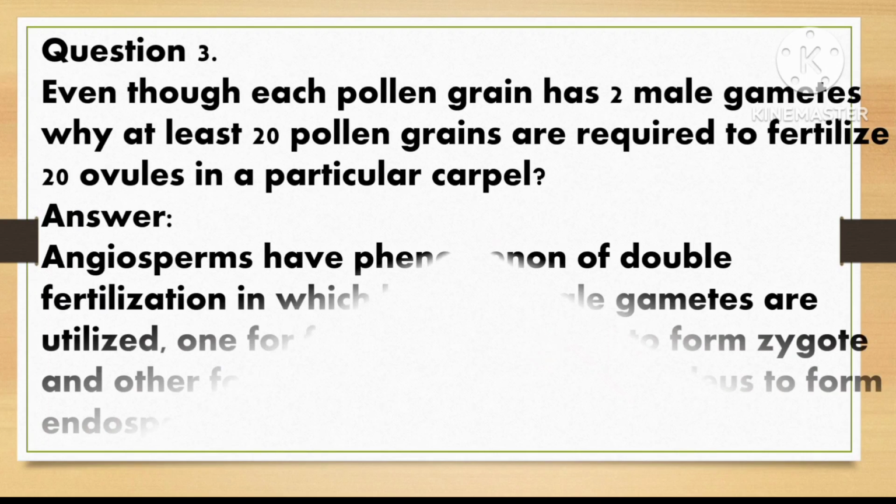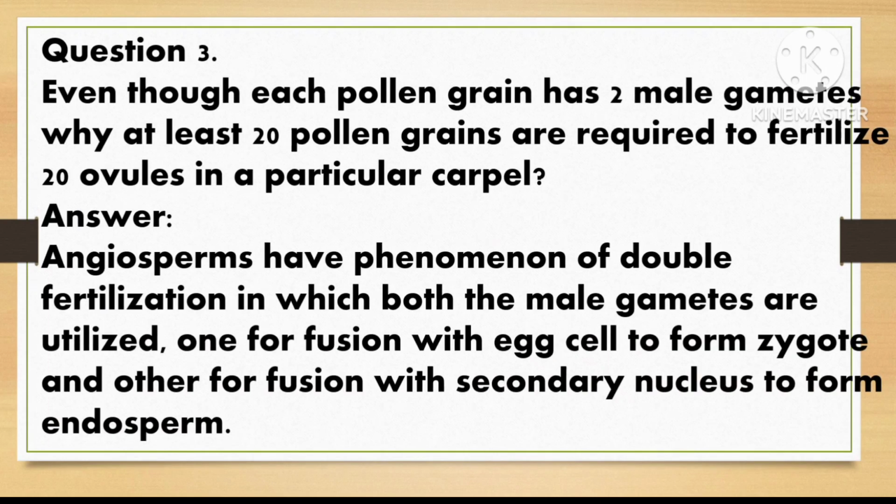Question number 3, even though each pollen grain has 2 male gametes, why at least 20 pollen grains are required to fertilize 20 ovules in a particular carpel? Answer is, angiosperms have the phenomenon of double fertilization in which both the male gametes are utilized, one for fusion with egg cell to form zygote and other for fusion with secondary nucleus to form endosperm.